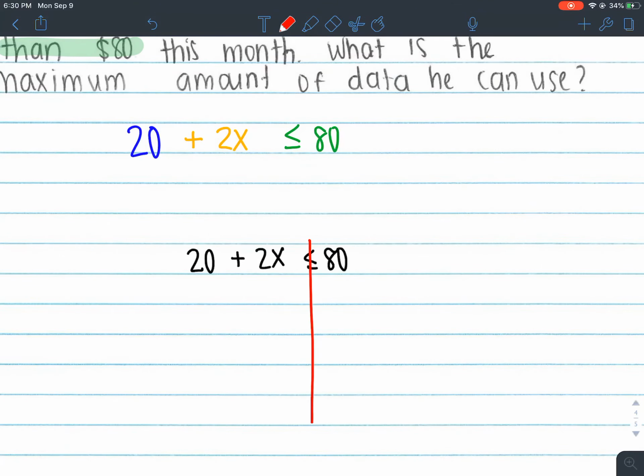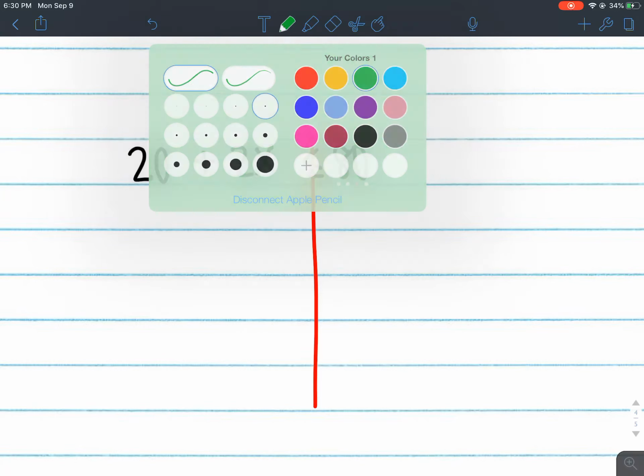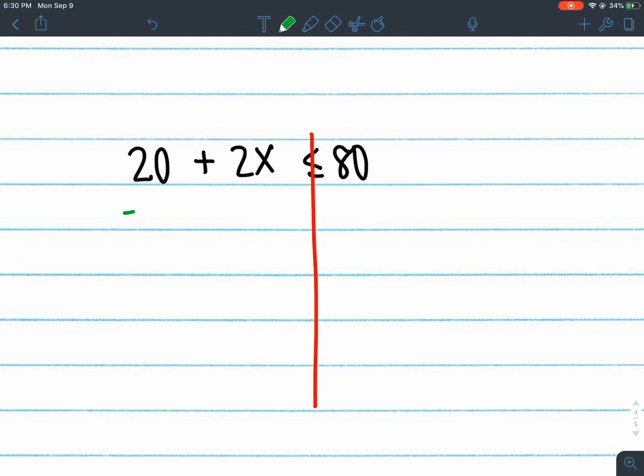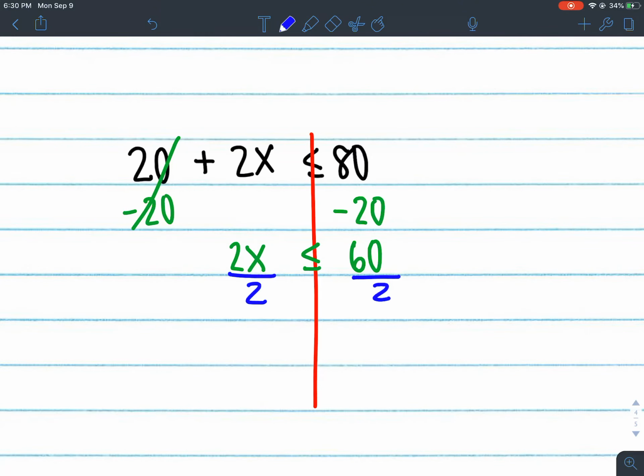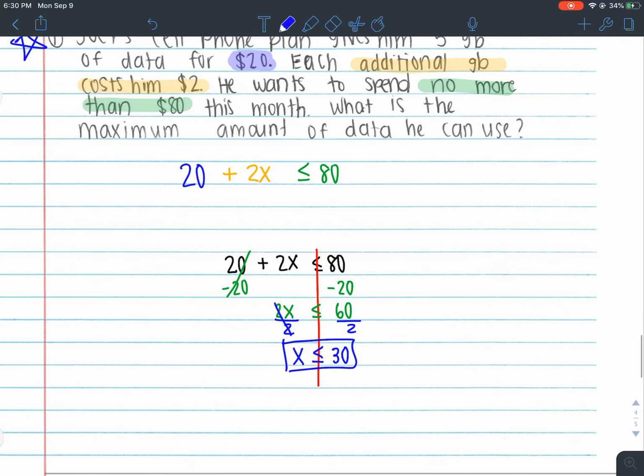Let's draw our line down the middle. And let's start to solve and isolate x. Well, the first thing I would do is I'm going to subtract 20 on both sides. And I have 2x is less than or equal to 60. And then next I'm going to divide both sides by 2. And I get x is less than or equal to 30. So my solution here is x is less than or equal to 30.